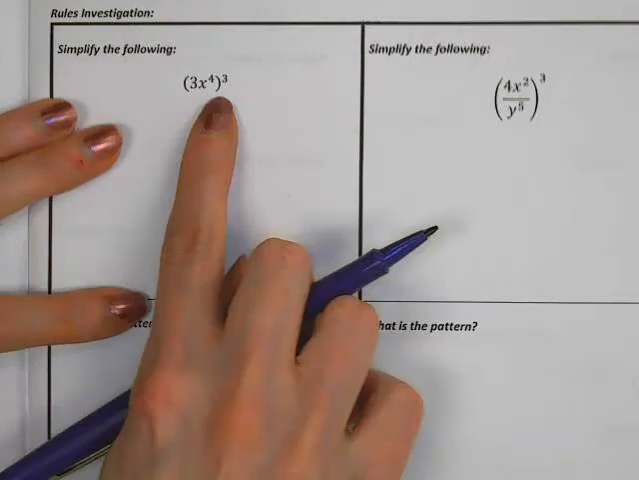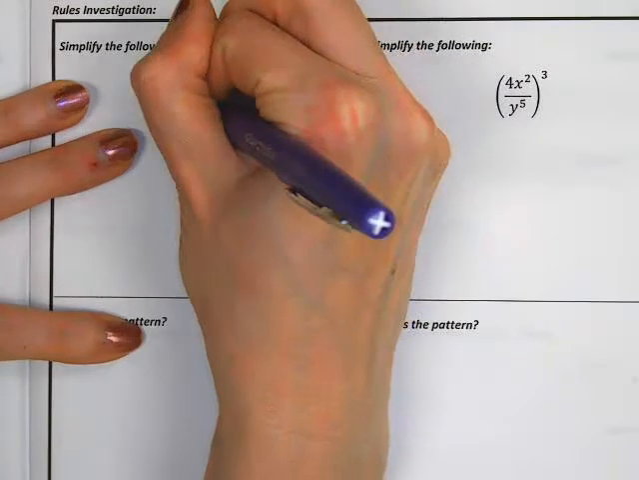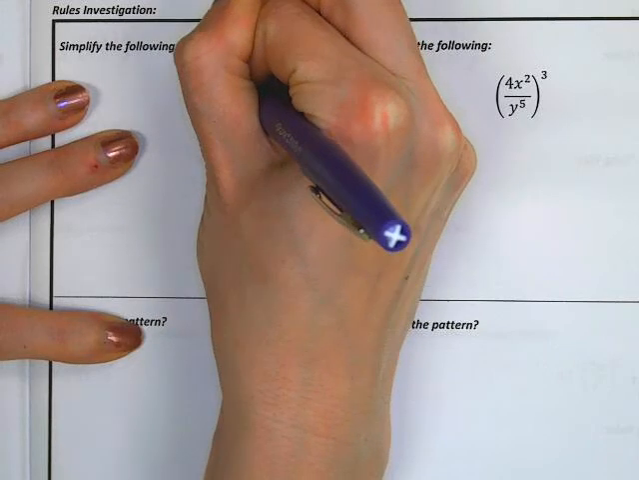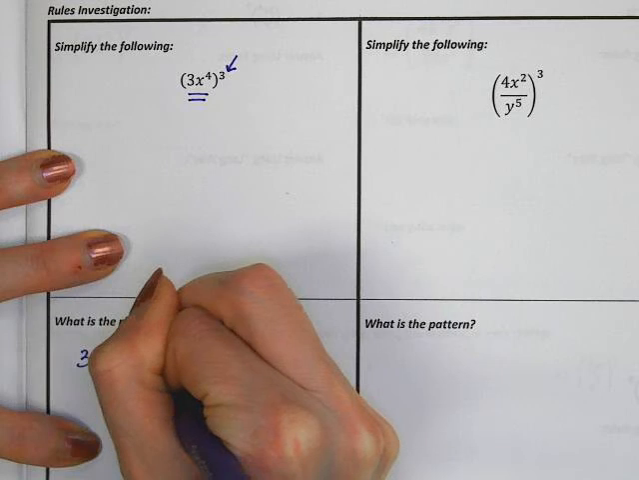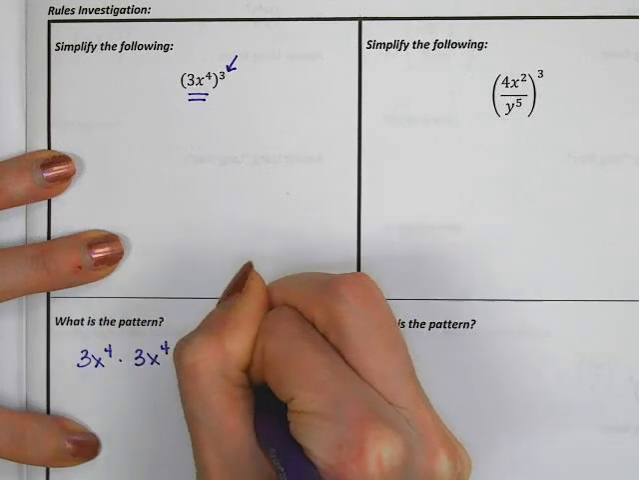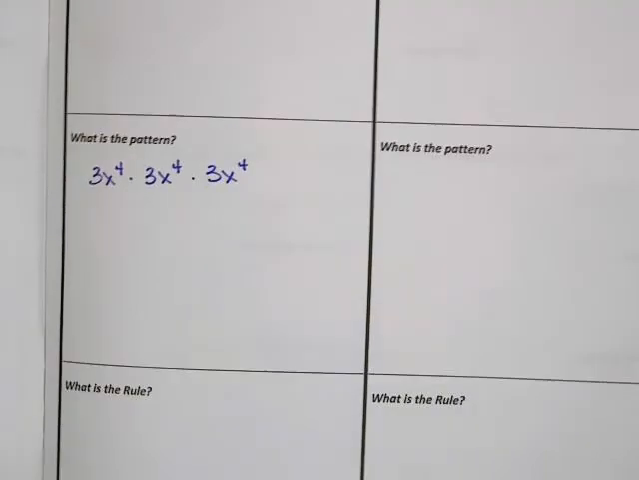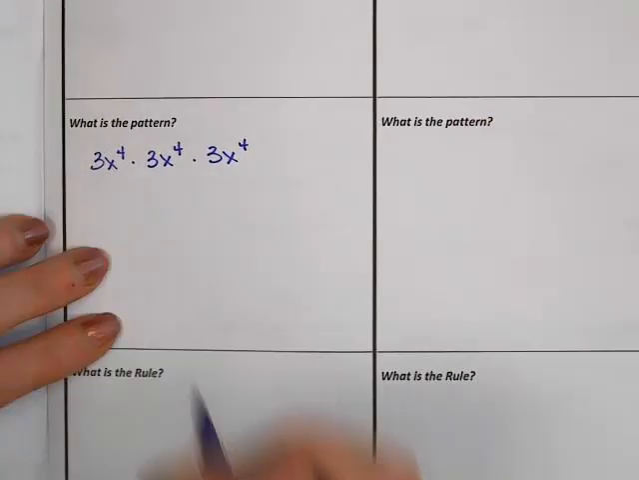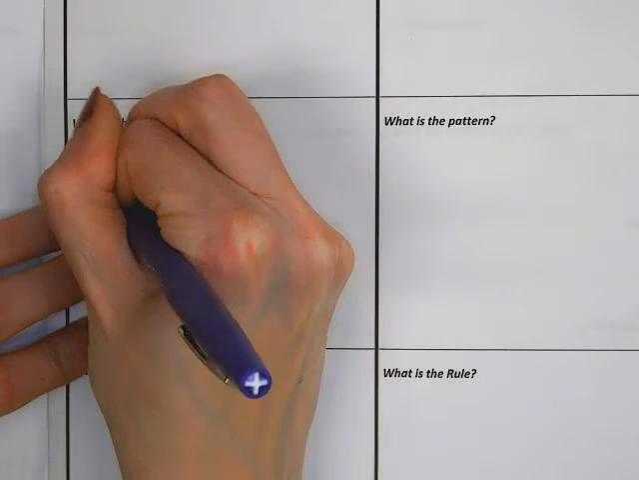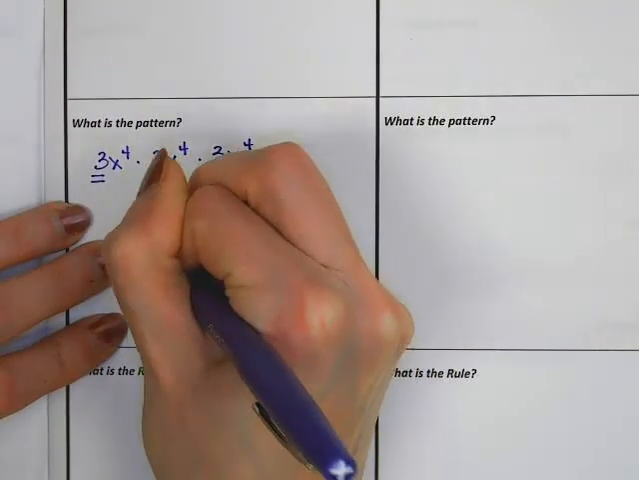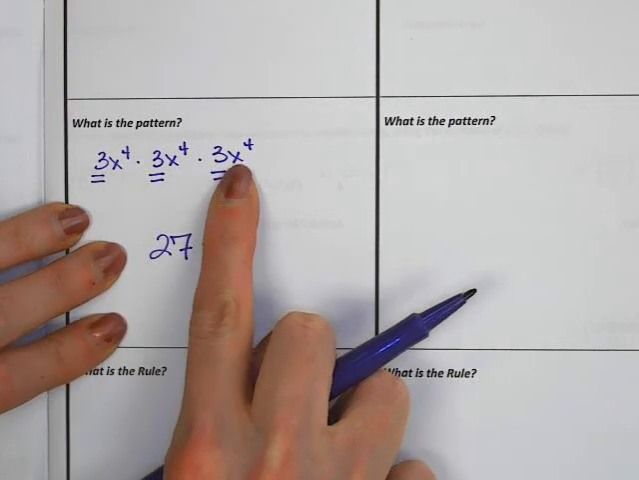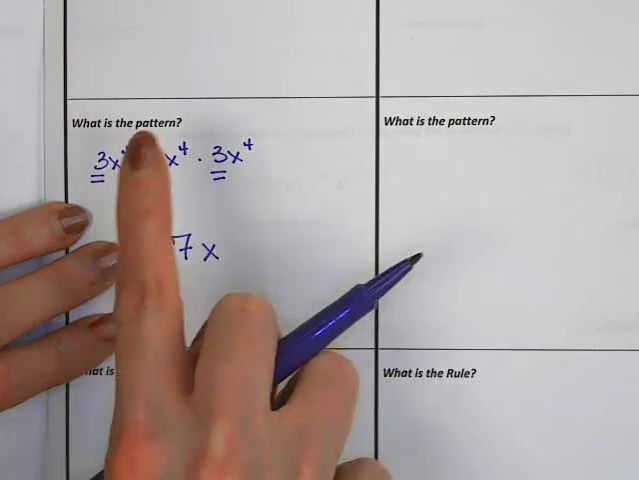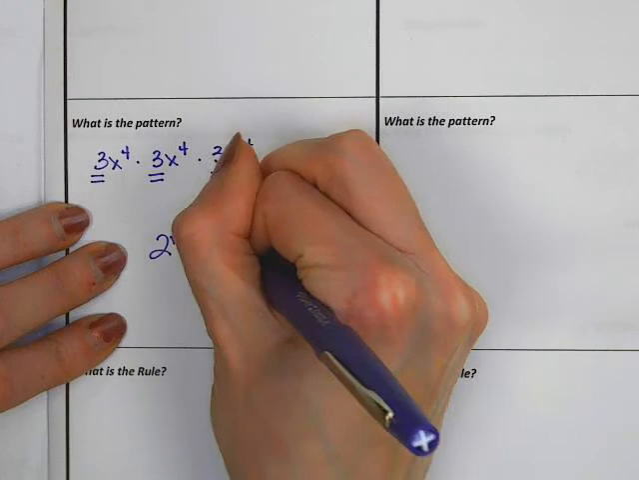Okay, so let's look at this guy here. This means 3x to the fourth, 3 times. Let's write it out: 3x to the fourth times 3x to the fourth times 3x to the fourth. Right? Isn't that what that means? So, what do we have here? Well, let's do the normal numbers first. 3 times 3 times 3 is 27. And then what's our rule? When you're multiplying same bases, you add the exponents. 4 plus 4 plus 4 is 12.